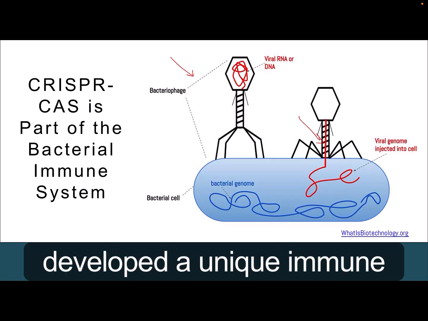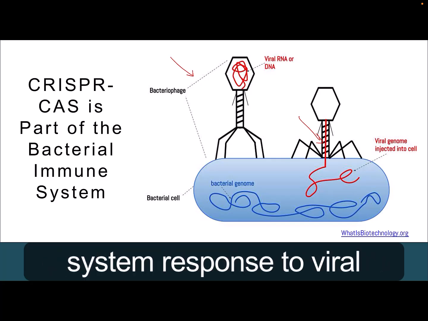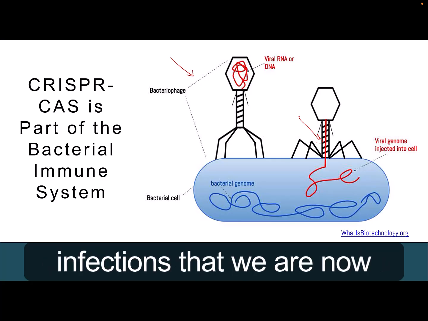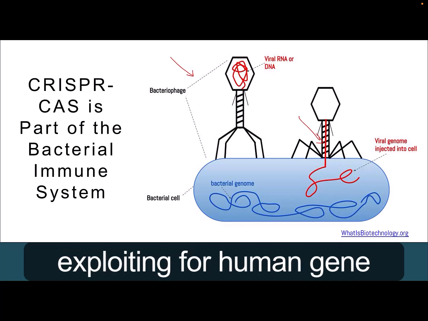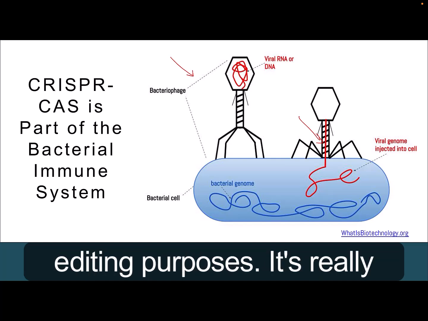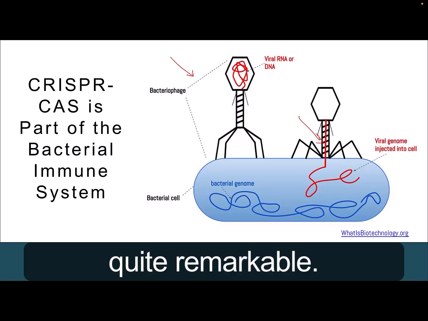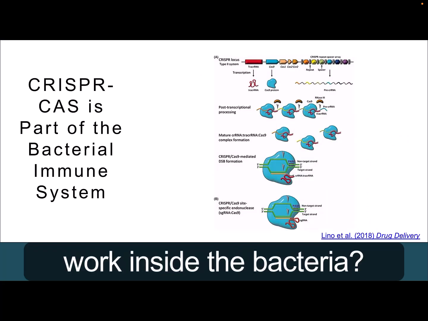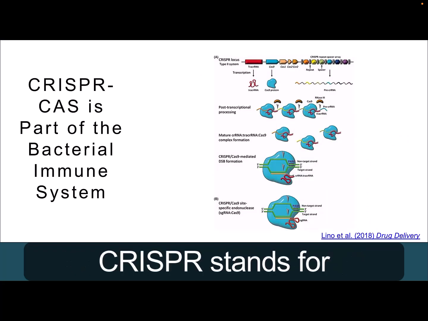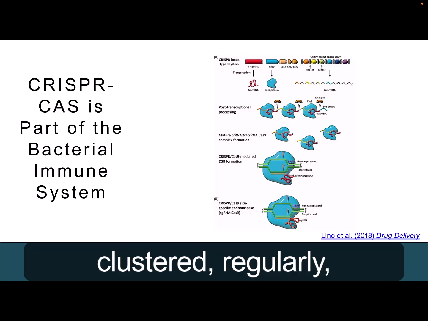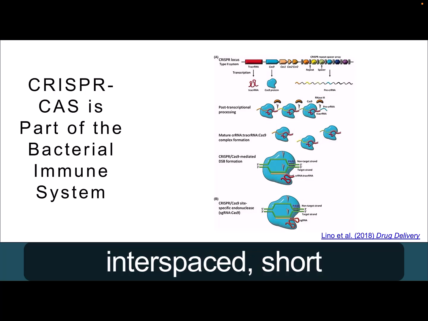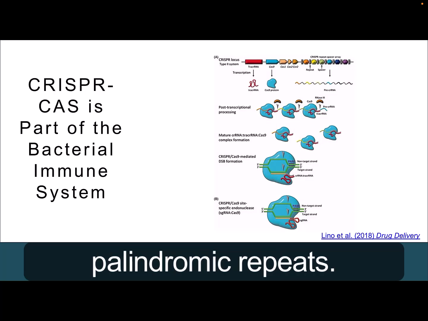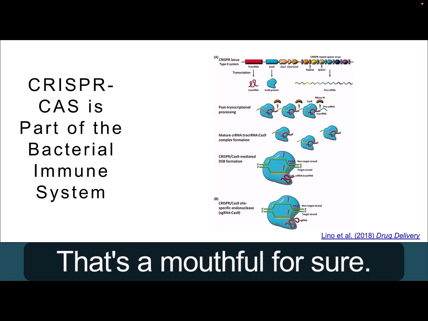Thus, bacteria have developed a unique immune system response to viral infections that we are now exploiting for human gene editing purposes. It's really quite remarkable. So how does this system work inside the bacteria? CRISPR stands for clustered, regularly interspaced, short palindromic repeats. That's a mouthful for sure.